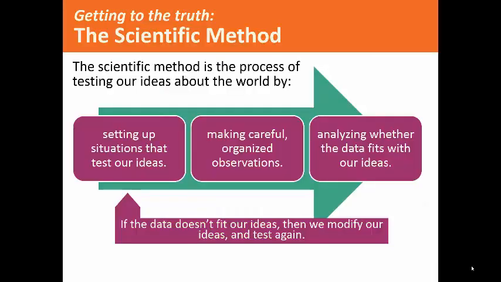So the way that we get the truth in psychology is using the scientific method. It's the process by which we test our ideas about the world by setting up situations that test our ideas, so basically experiments, making careful, organized observations, analyzing whether the data fits with our ideas, and then when we look at the data, if it doesn't fit our ideas, then we modify our ideas and test it again. Or sometimes we say, well, let's try it again because maybe there was just some anomaly that it didn't work out this time.